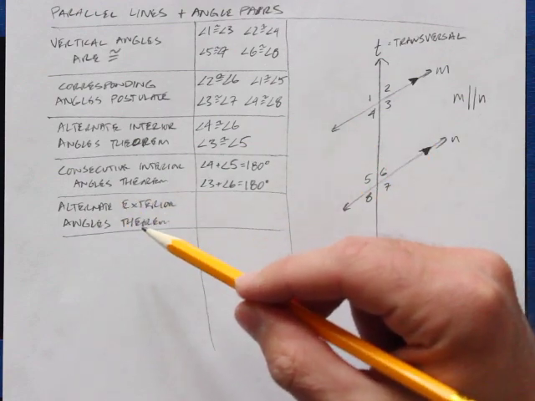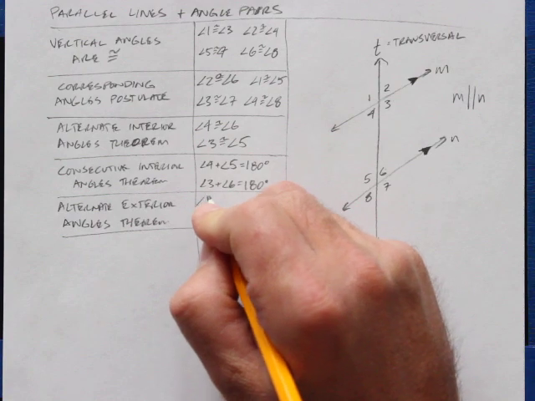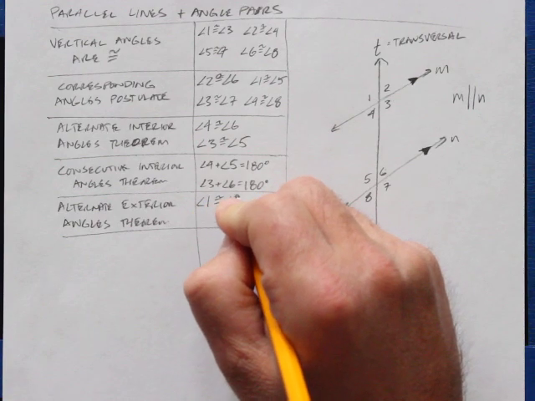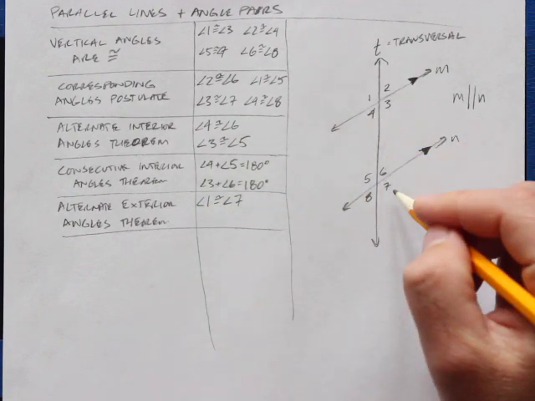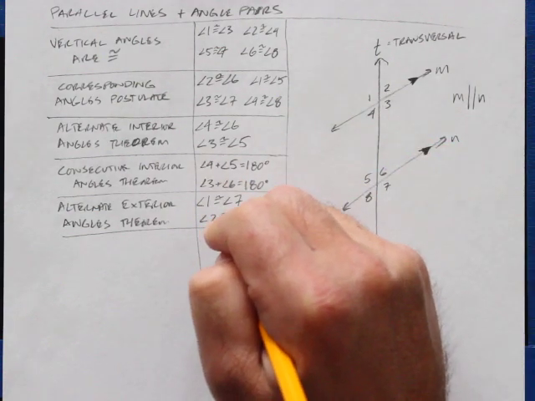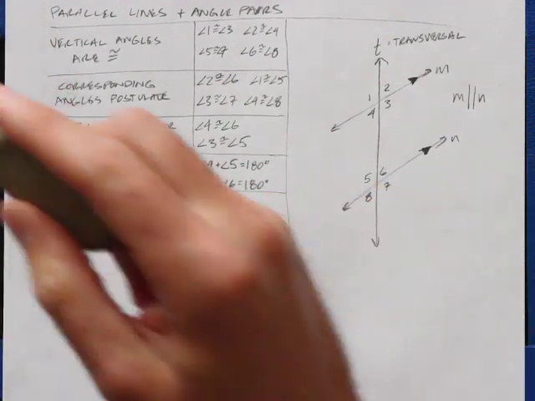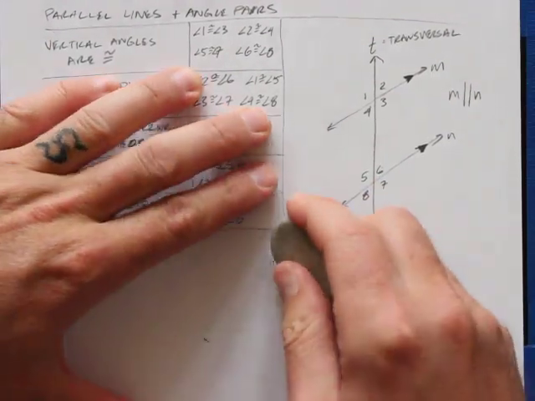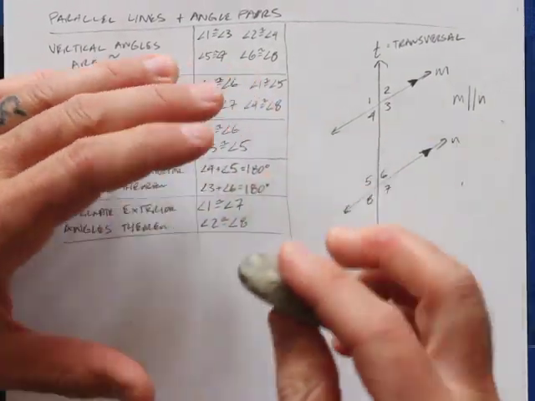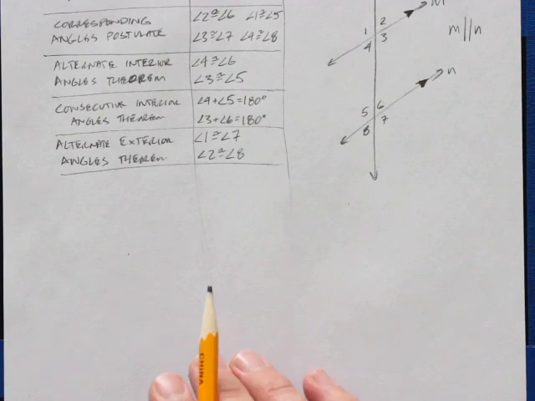And what this theorem says is that 1 and 7, the alternate exterior angles, are congruent. So 1 and 7 are congruent, and 2 and 8 are congruent. Angle 2 is congruent to angle 8. And that finishes the chart that we're going to draw. Let's move on to some examples.